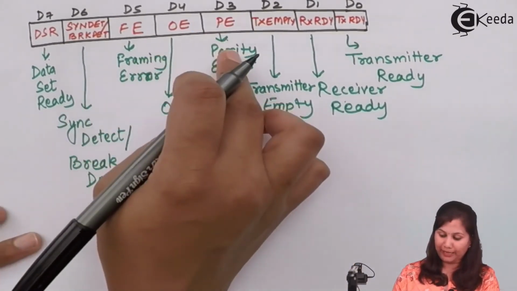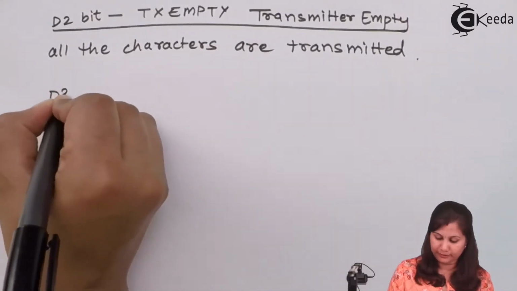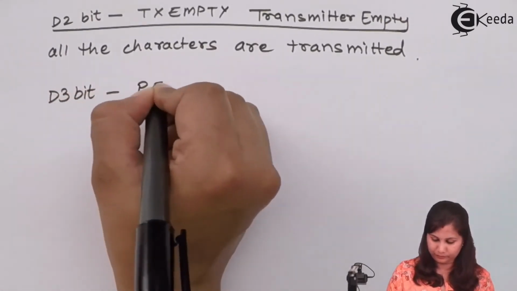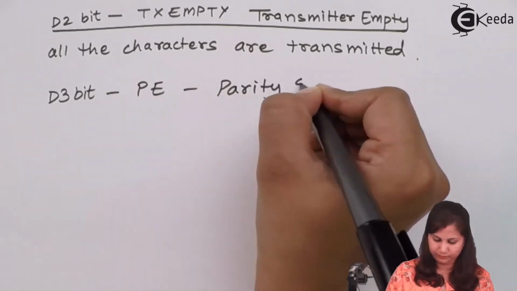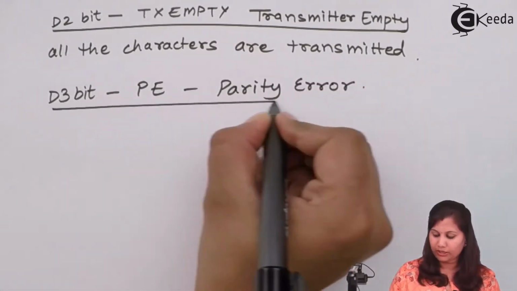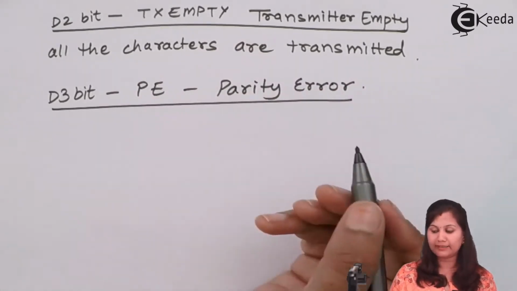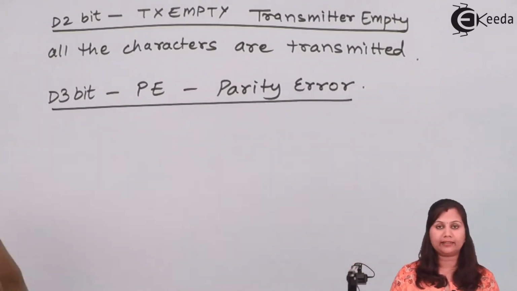Next we have the parity error, the D3 bit. This bit is set when a parity error is detected in the case of transmission.